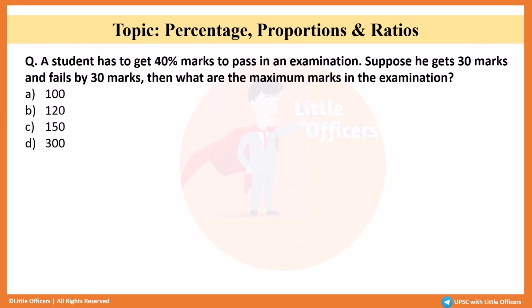Next, let us go to the next question. A student has to get 40% marks to pass in an examination. Suppose he gets 30 marks and fails by 30 marks. Then what is the maximum marks in the examination? Simple. He got 30 marks and he failed by 30 more marks. So that means a total of 60 marks are required to pass in the examination. This is equal to 40% of total marks.